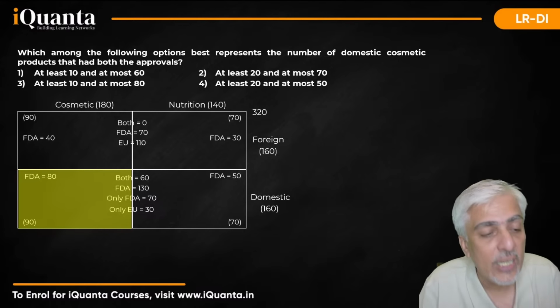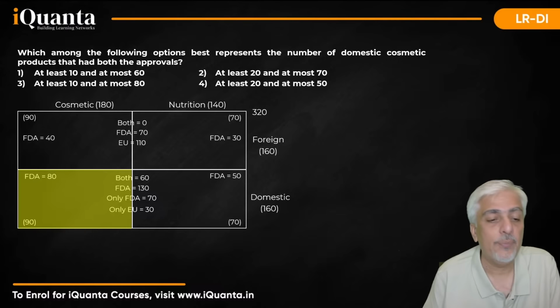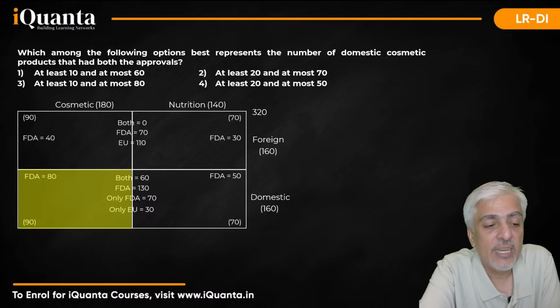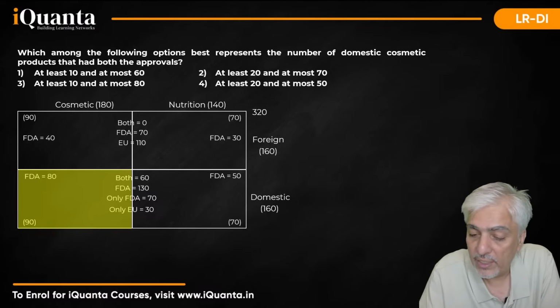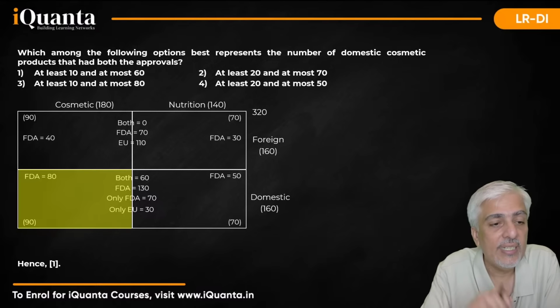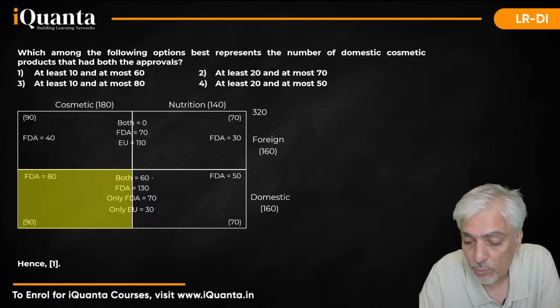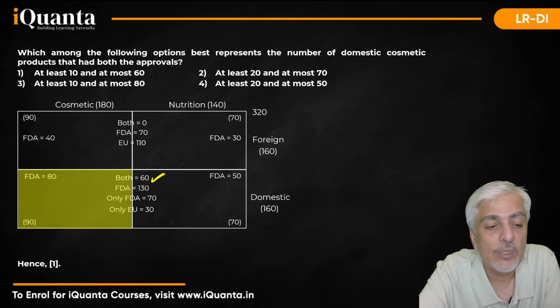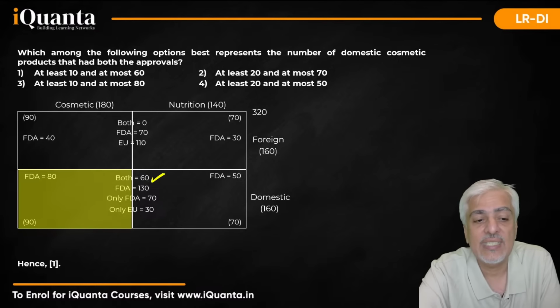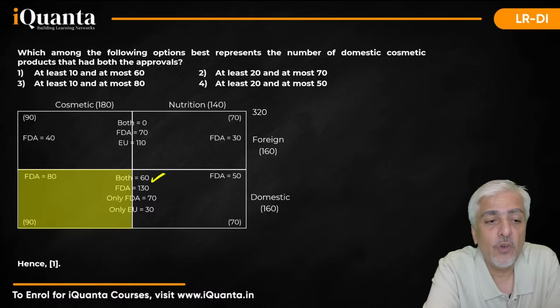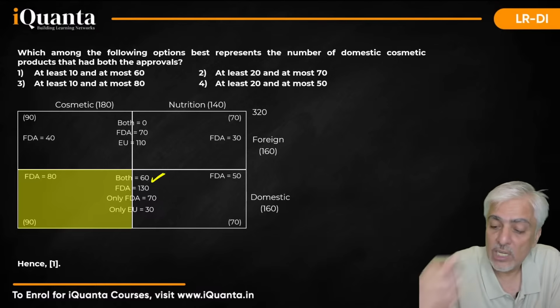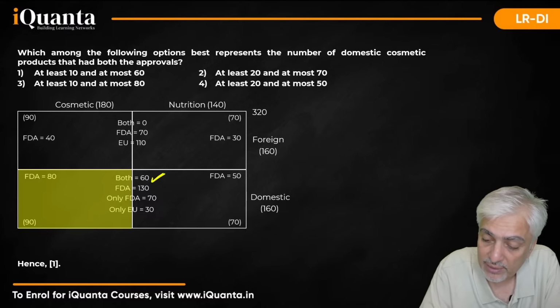Now we know 80 of them had FDA approvals. So over here, now if you look at this, what will you get? At least 10, at most 60. Because 60 was the maximum, because both had 60 over here only. So it cannot go above 60. Which among the following options best represents the number of domestic? So this full 60 can be here. There's no problem. It can be only in cosmetic.